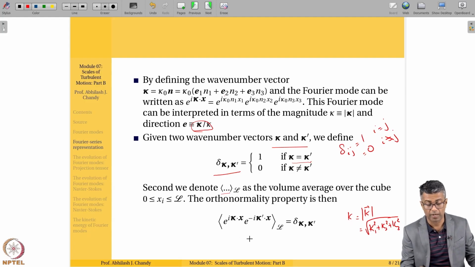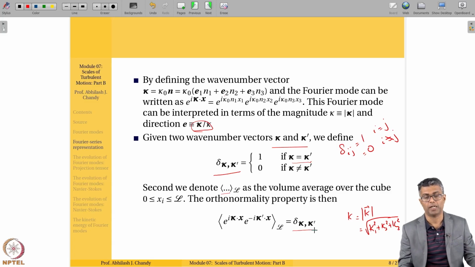We won't get into the proof of this, but this is the orthonormality property. So I have e to the i kappa dot x, e to the minus i kappa prime dot x, averaged over the entire volume, is going to be equal to the Kronecker delta, meaning it is going to be equal to 1 if kappa is equal to kappa prime, and is going to be equal to 0 if kappa is not equal to kappa prime. So I hope that is clear.